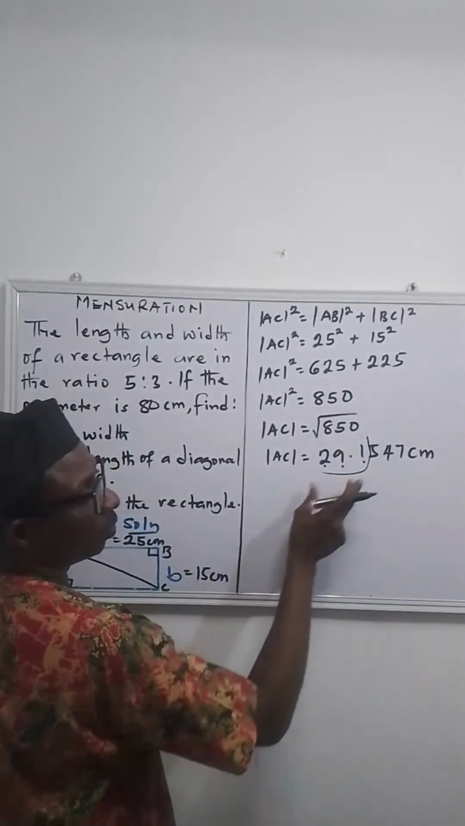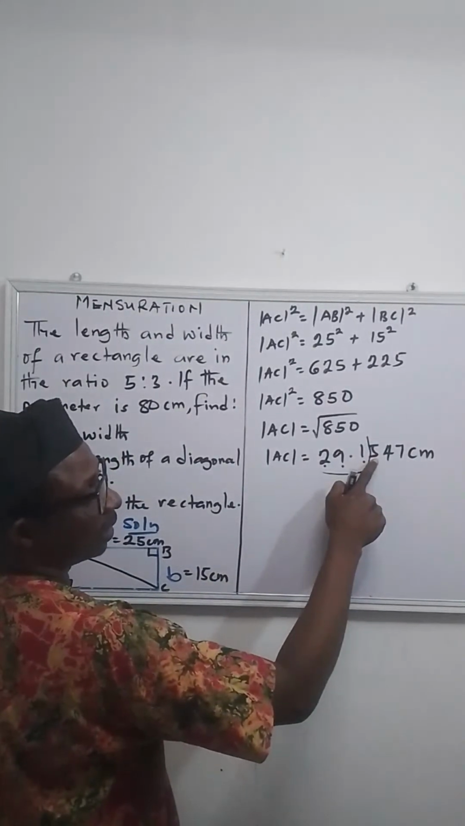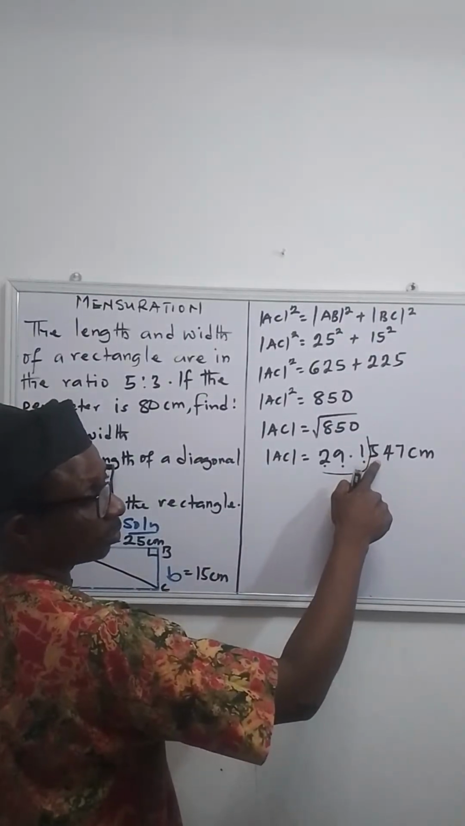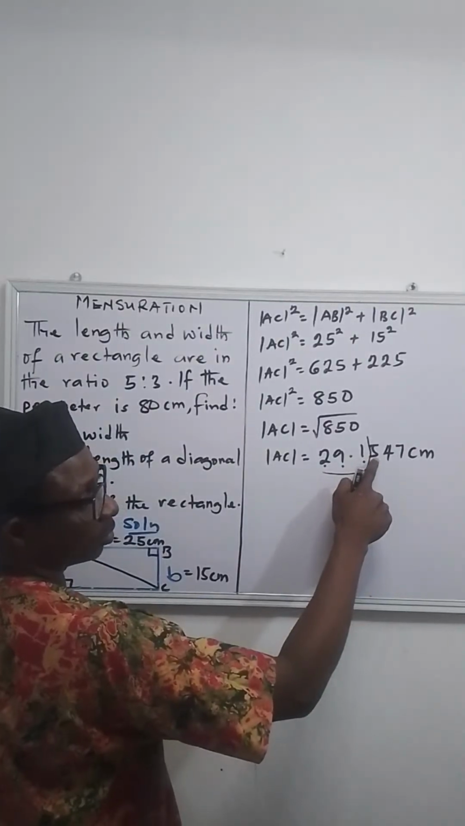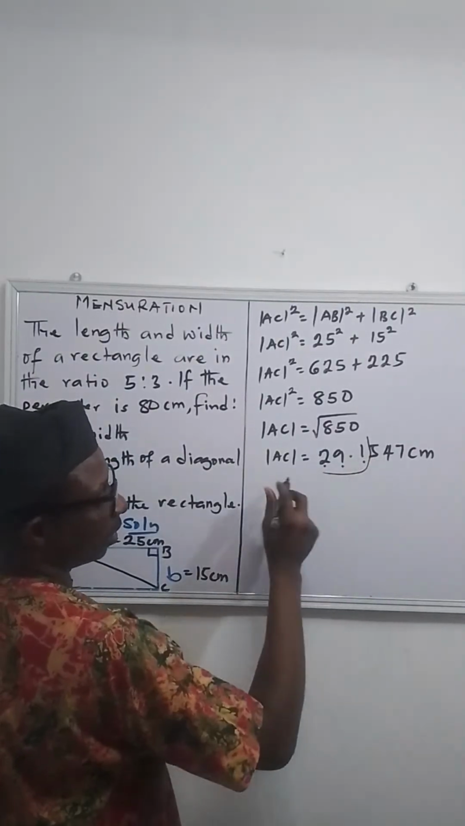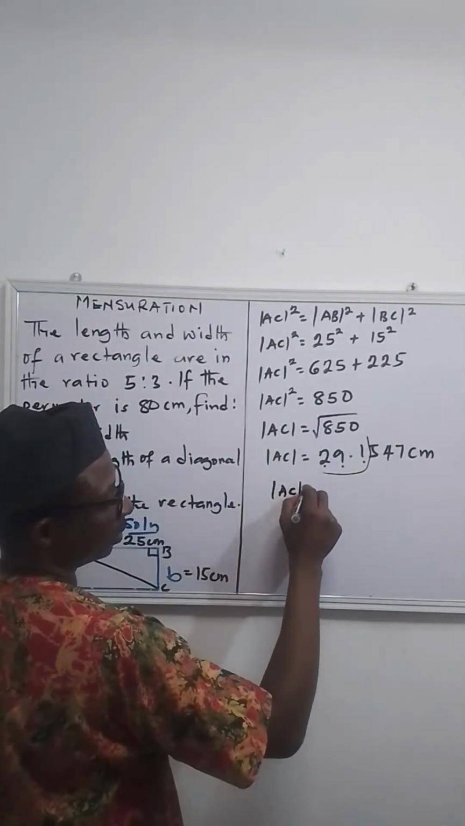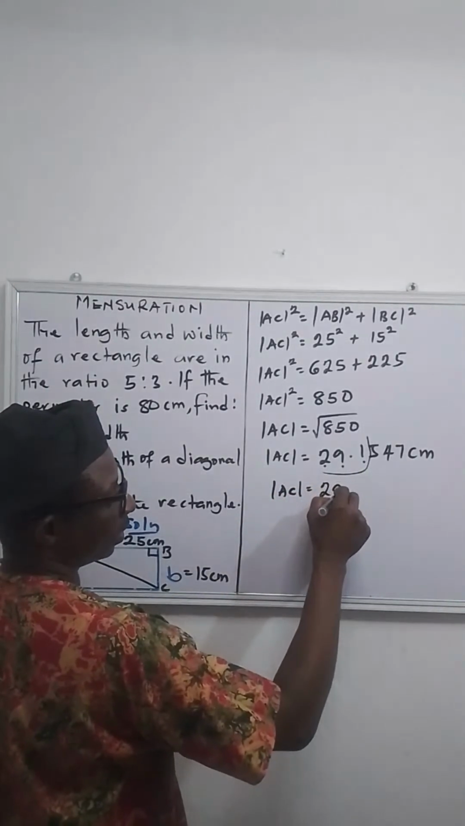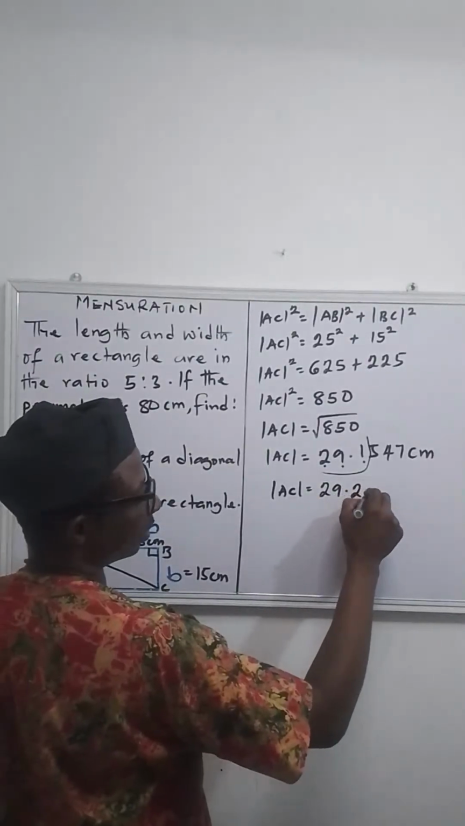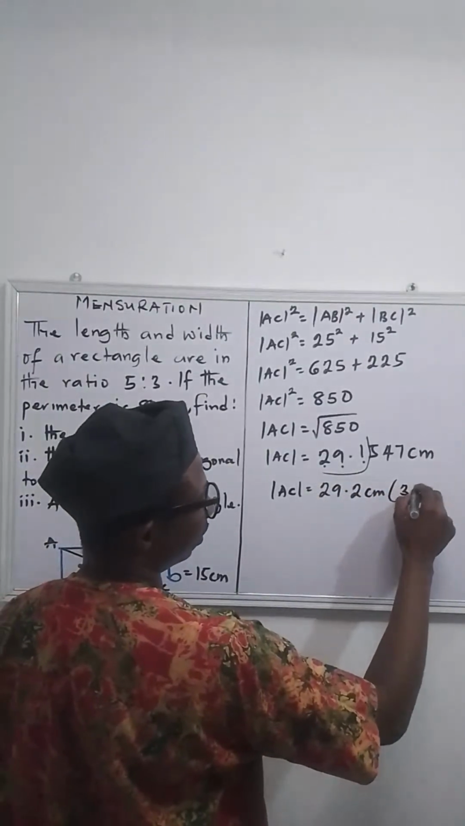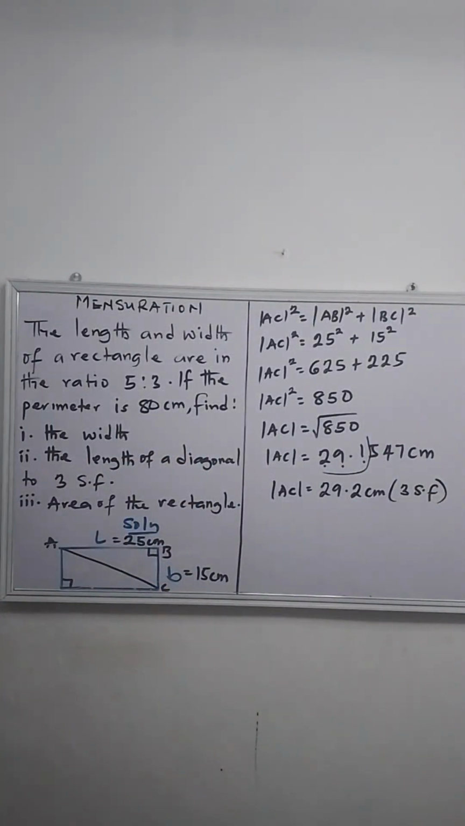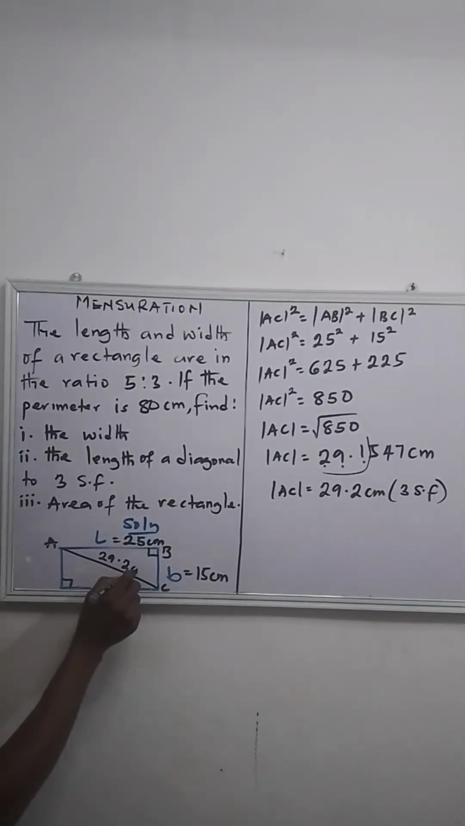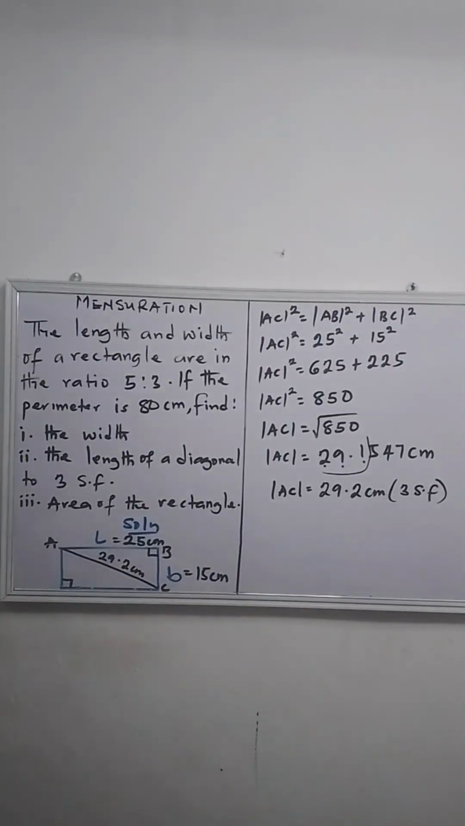But before you go, ensure that the next digit is not up to 5. If it's up to 5, you have to increase the last count by 1. Since this is up to 5, AC, the diagonal, is going to be 29.2 centimeter to 3 SF. So that's the answer to that. So here we have 29.2 centimeter.